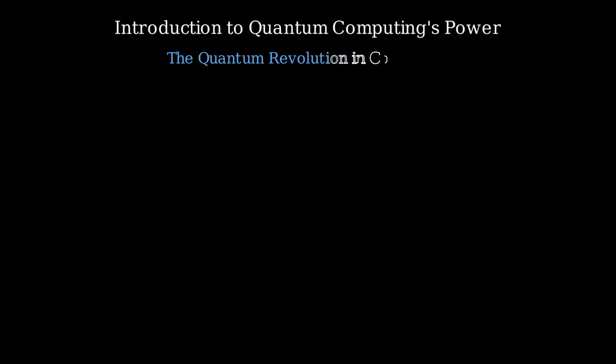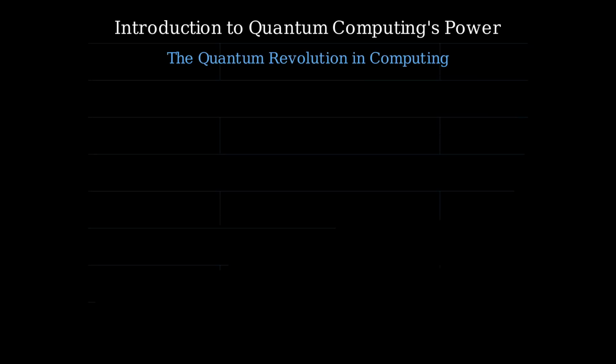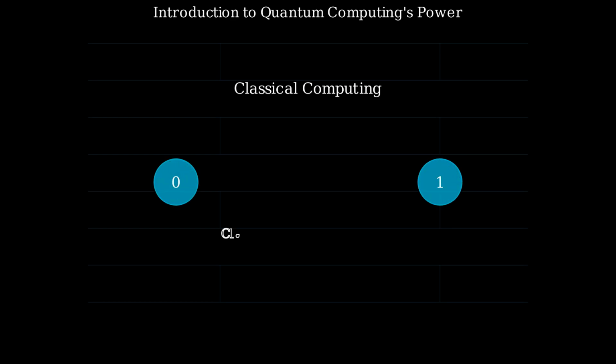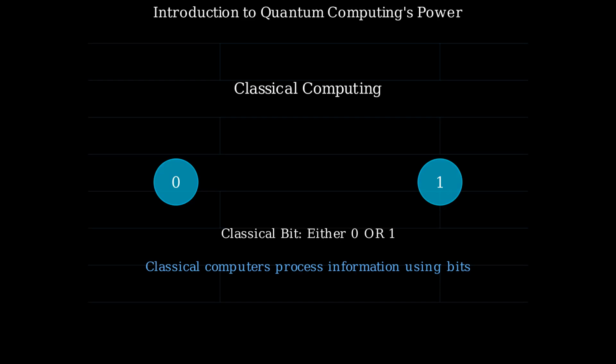Quantum computing represents a fundamentally new approach to computation, one that could revolutionize how we process information. Classical computers process information using bits. A bit can be in one of two states, 0 or 1, but never both at the same time.